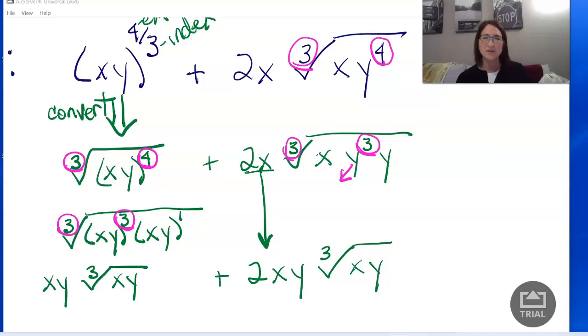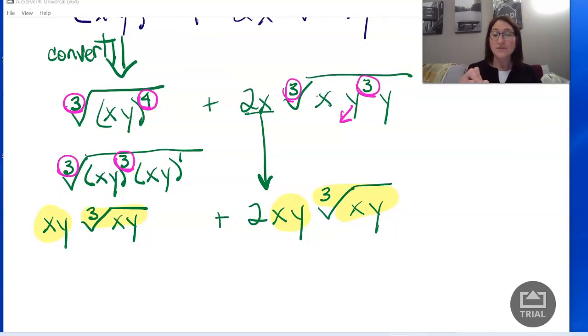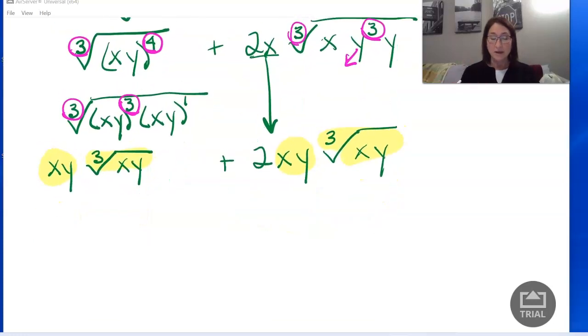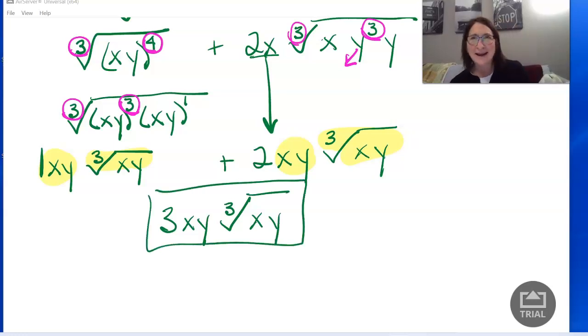Oh my gosh, look at that. I have like radicals. And also what I have is my variables are also like. So I can just add. So this is going to give me, I'm going to have 3 of these because there's really a 1 in front there. So 3xy cube root xy. Wow. I'm pretty sure there's a problem like this on the homework.